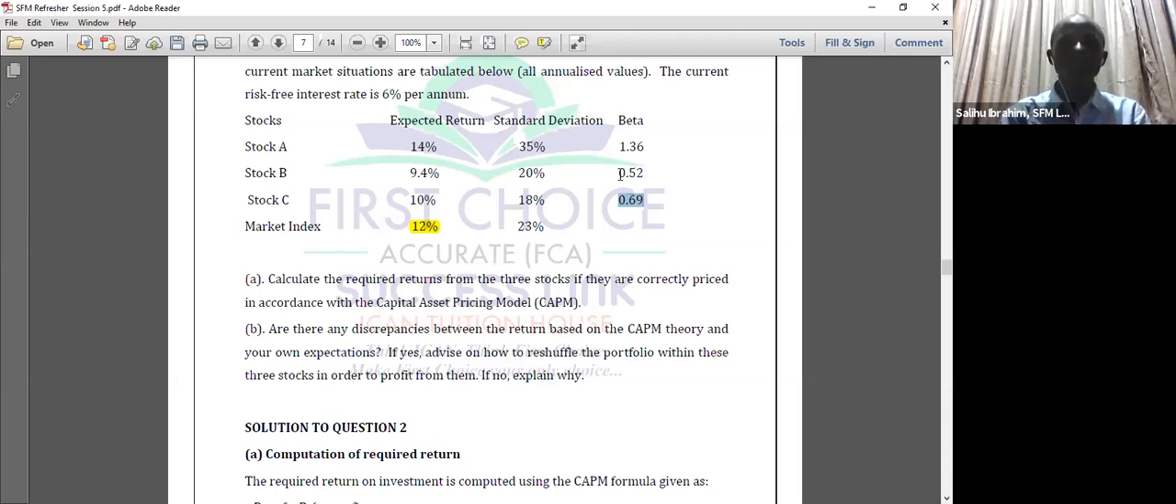So what do you do? You can compute your beta using the standard deviation of the stock over the standard deviation of the market. So I will simply say my beta is over 23.35, over 23.35, over 23. Okay? That is going to give me my beta. That is when the beta is not given to you. That is how you should compute your beta.